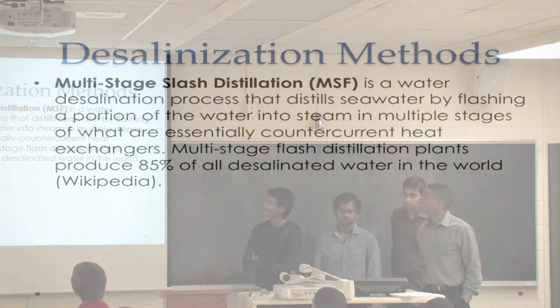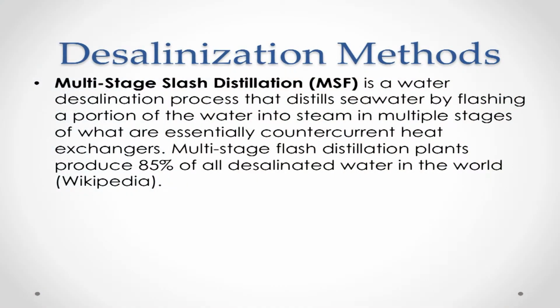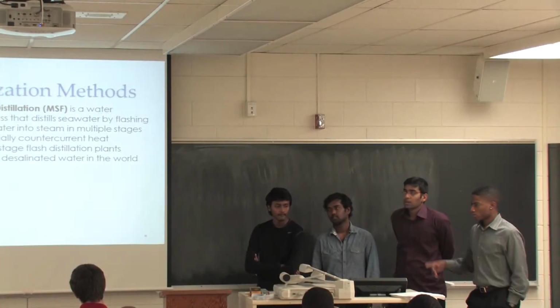Multi-stage flash distillation is a water desalination process that distills seawater by flashing a portion of the water into steam in multiple stages, essentially counter current heat exchangers. Multi-stage flash distillation plants produce 85% of all desalinated water in the world.